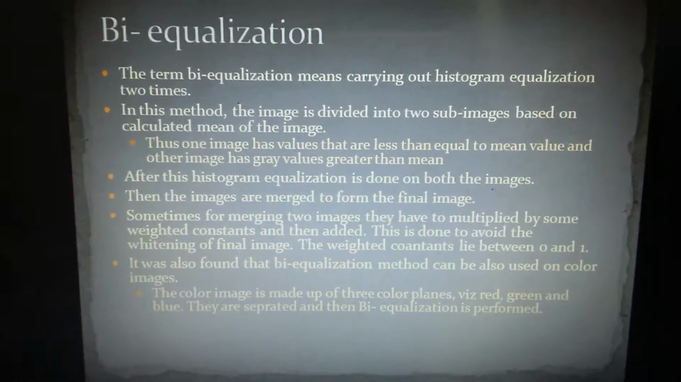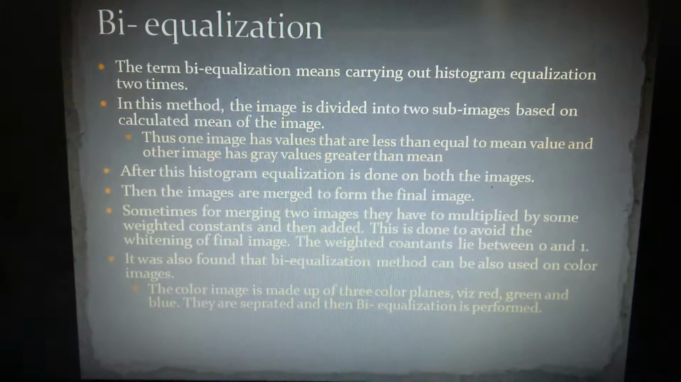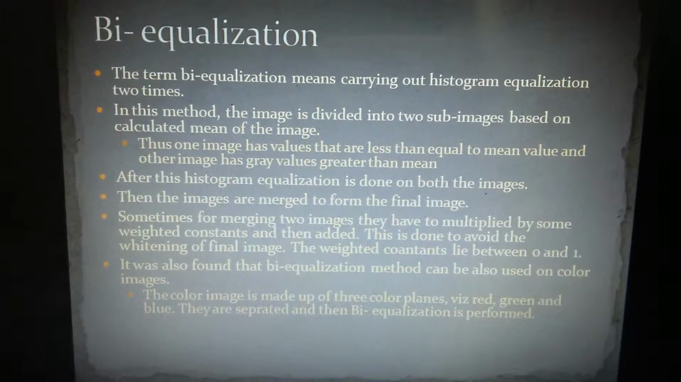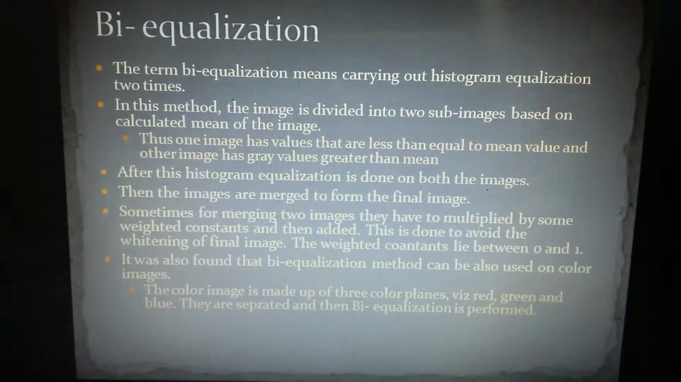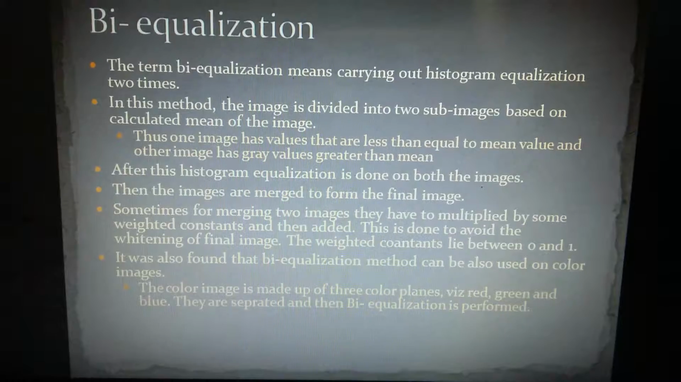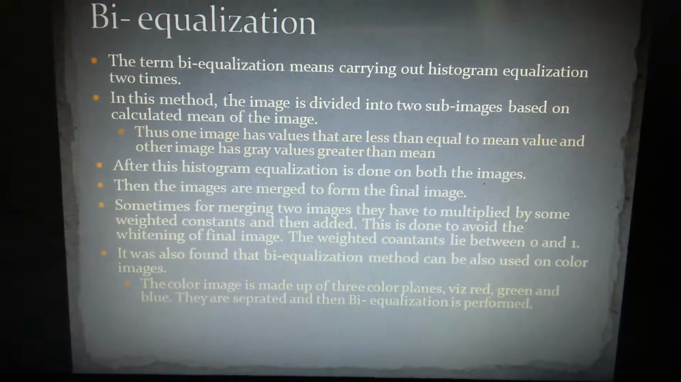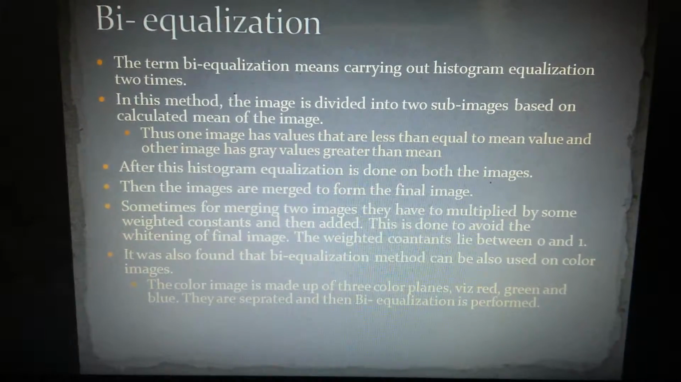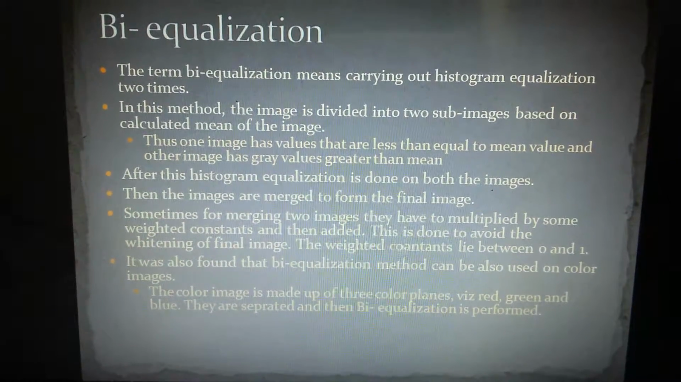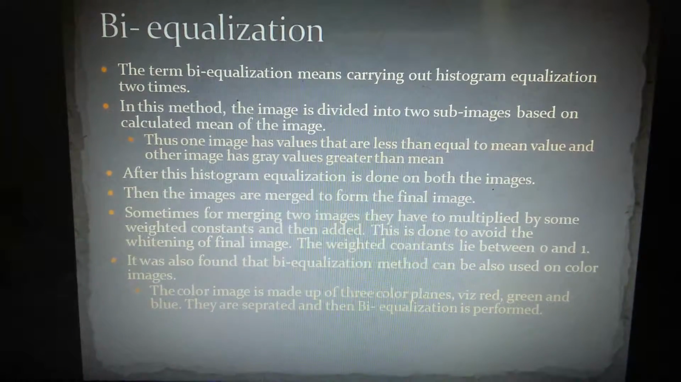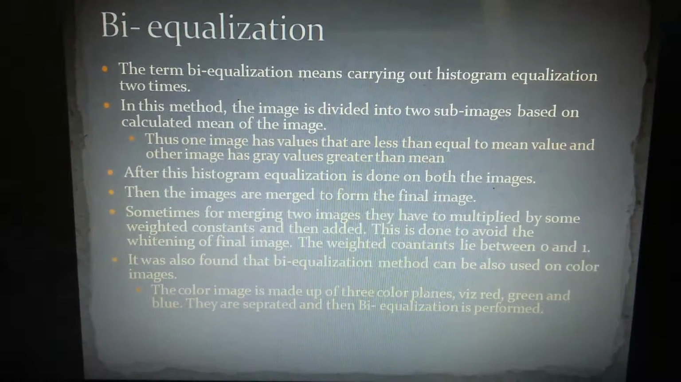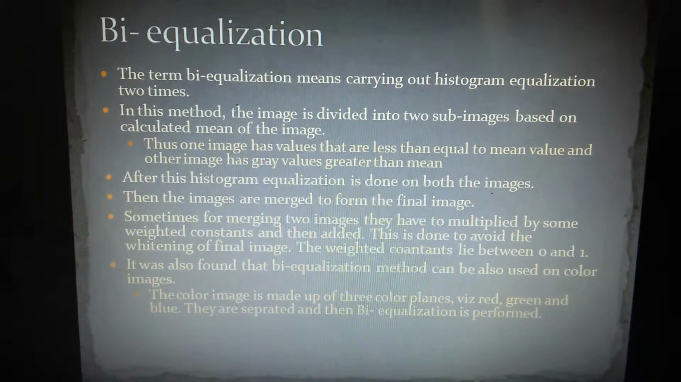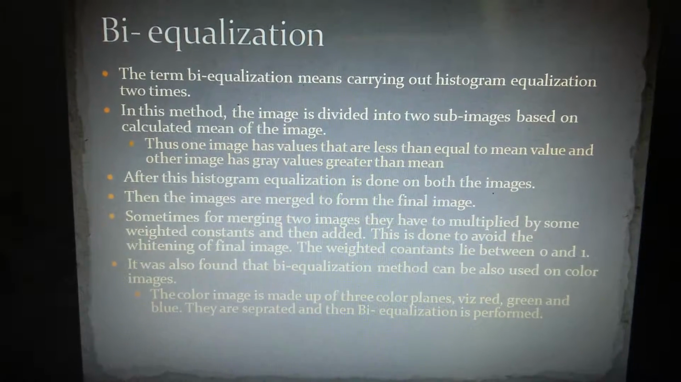To overcome the drawback of histogram equalization, we use the bi-equalization technique. Bi-equalization means performing histogram equalization twice. In this technique, the image is subdivided into two sub-images based on the mean value calculated from the image. That is, one of the images will have gray levels less than or equal to the mean value, and the other image will have gray levels greater than the mean value.